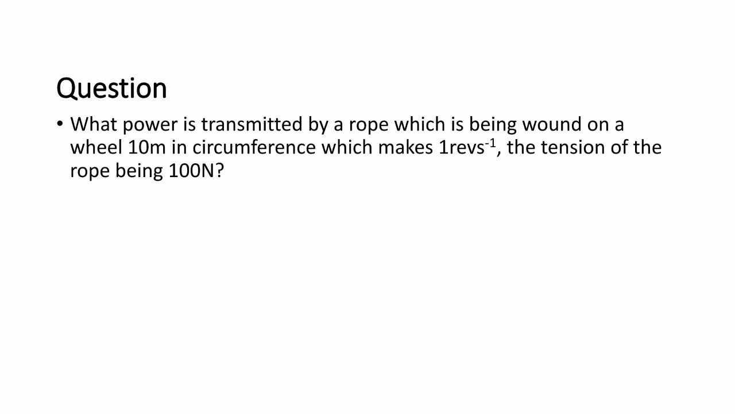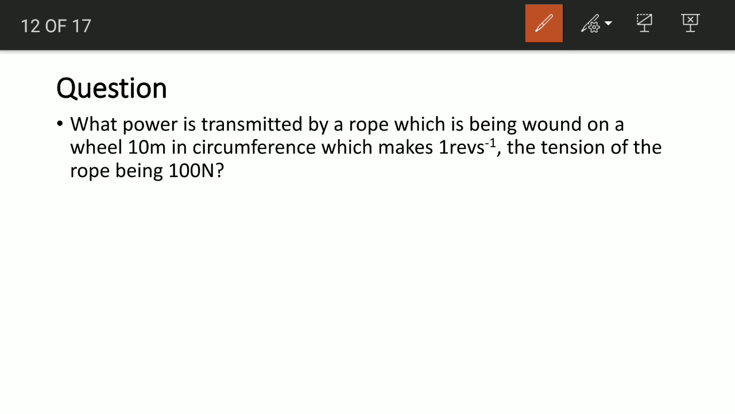Okay, so we are going to see this question. What power is transmitted by a rope which is being wound on a wheel 10 meters in circumference? Okay, the circumference is 10 meters, which makes 1 revolution per second. Now, the tension of the rope being 100 newtons.